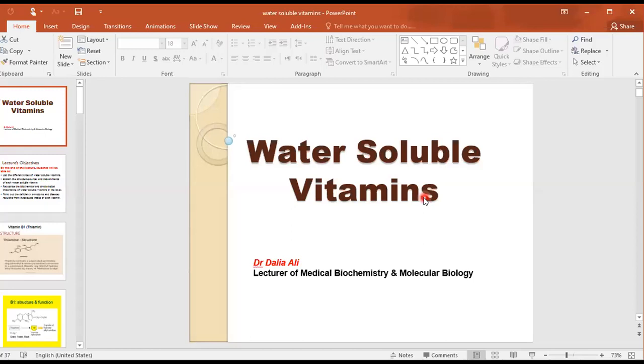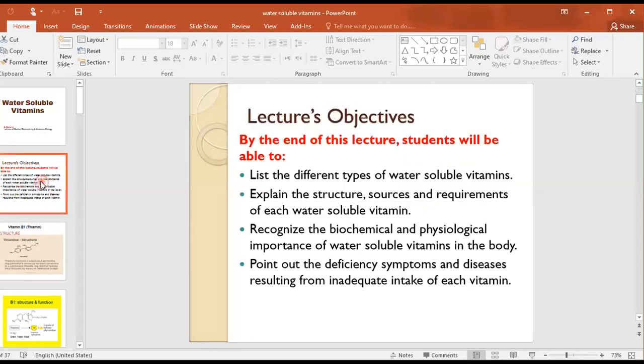Water-soluble vitamins. In this lecture, we are going to study different types of water-soluble vitamins. We are going to understand how to list the different types of water-soluble vitamins, explain the structure, sources, and requirements of each water-soluble vitamin, recognize the biochemical and physiological importance of these vitamins, point out deficiency symptoms and diseases resulting from inadequate intake of each of the water-soluble vitamins.